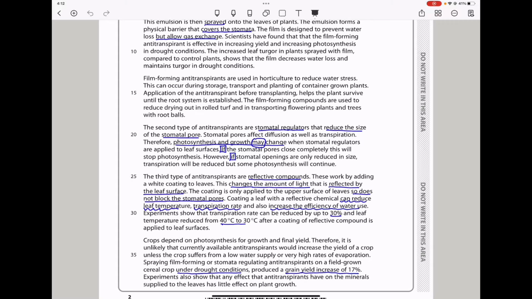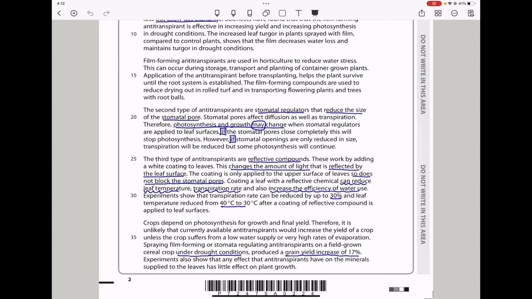Line 25. The third type of antitranspirants are reflective compounds. These work by adding a white coating to leaves. This changes the amount of light that is reflected by the leaf surface. The coating is only applied to the upper surface of the leaves, so does not block the stomatal pores. Coating a leaf with a reflective chemical can reduce leaf temperature, transpiration rate, and also increase the efficiency of water use. Experiments show that transpiration rate can be reduced by up to 30% and leaf temperature reduced from 40 to 30 degrees Celsius after the coating of reflective compound is applied to the leaf surfaces.